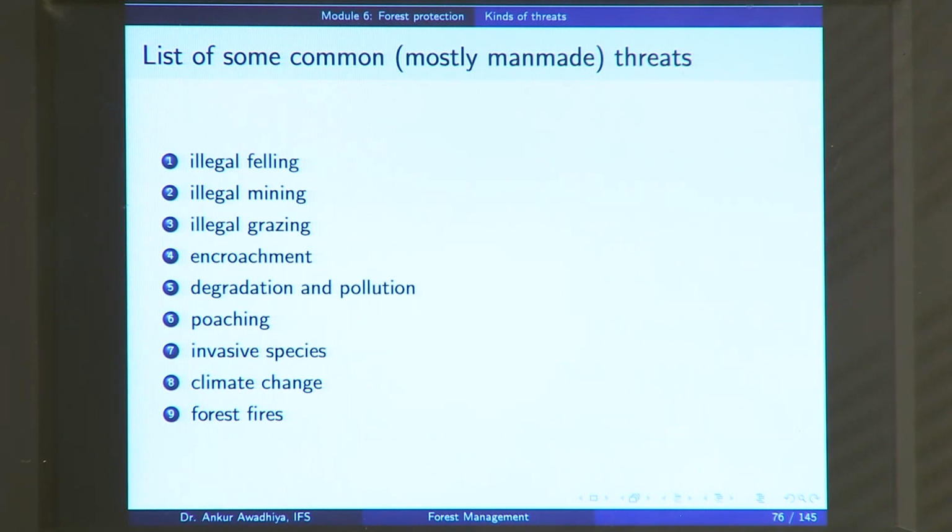Then forest fires. As we will see in the next lecture, forest fires have both natural and man-made causes, and these days as much as 95% of the forest fires in our country are happening because of man-made reasons. There can be accidental reasons, there can be deliberate reasons, but humans are setting fires or causing fires in the forest areas. So, these are the common man-made threats.